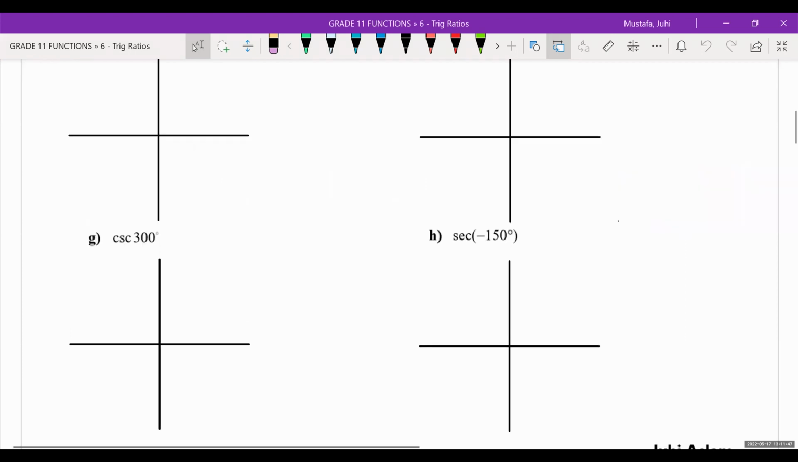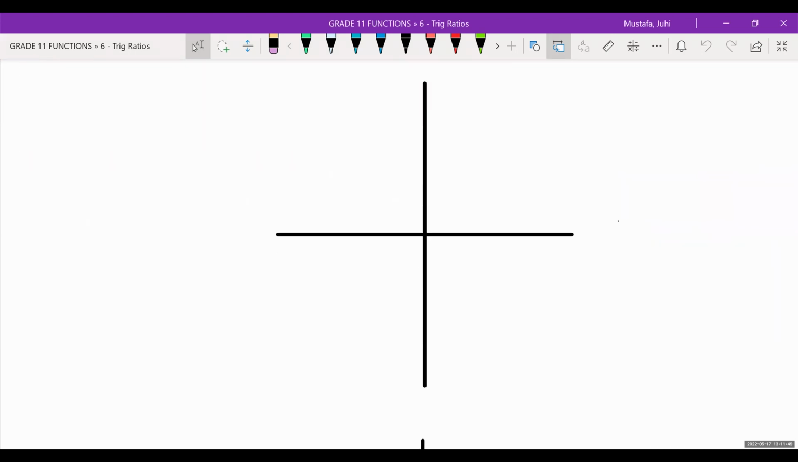So for every single one of these questions, you will need to draw a grid. I wanted a little bit more space, so I'm going to just come down here and do it. Question A is going to be sine of 315 degrees.